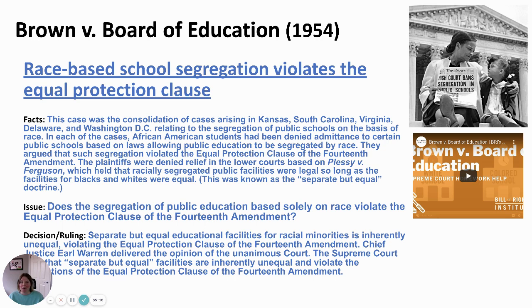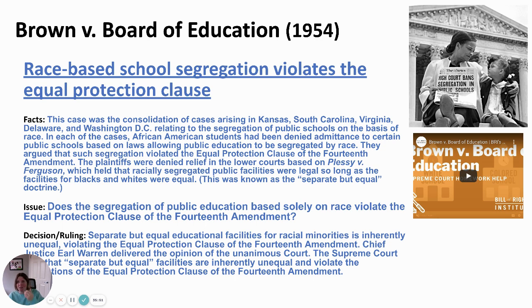The plaintiffs were denied relief in the lower courts based on existing precedent under a case called Plessy v. Ferguson, which was a case back in the 1890s that dealt with basically upholding segregation. It set that precedent that separation is okay as long as it's equal. So it established that separate but equal precedent, which held that racially segregated public facilities were legal as long as blacks and whites were equal. That was known as the separate but equal doctrine.